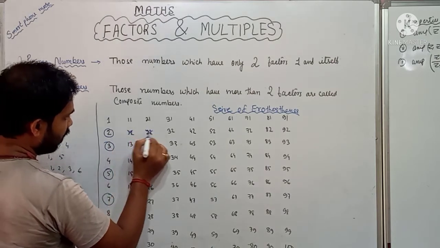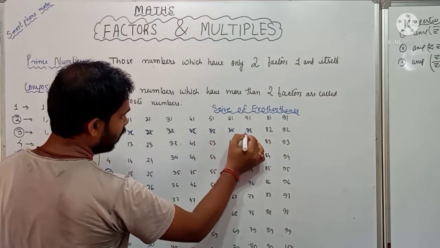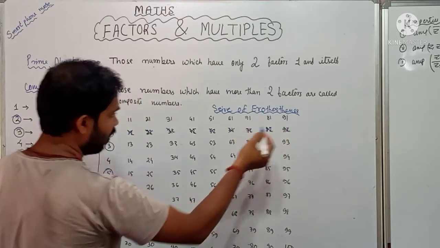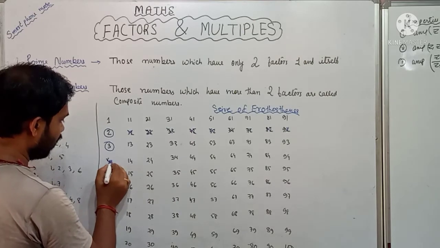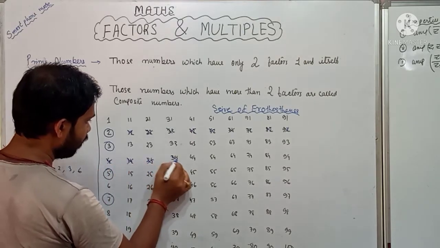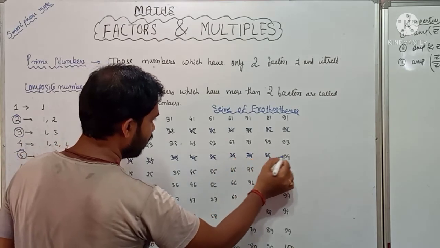So we cut 12, 22, 32, 42, 52, 62, 72, 82 and 92. These are all even numbers. So we have cut all these even numbers. Next is 4. So 4, 14, 24, 34, 44, 54, 64, 74, 84, 94.